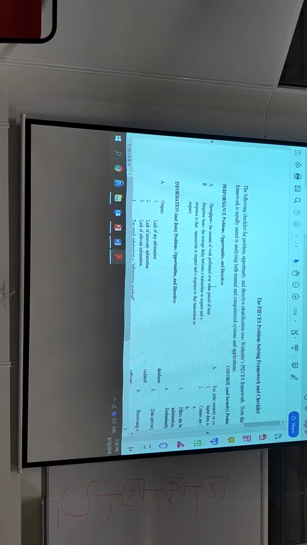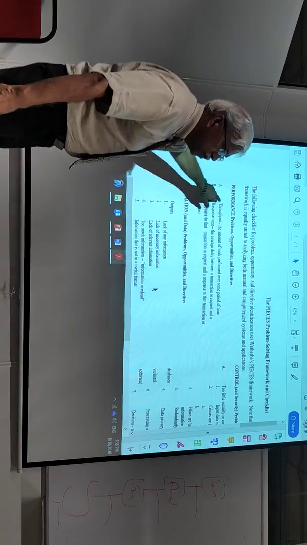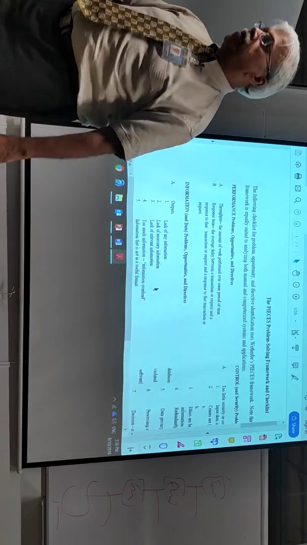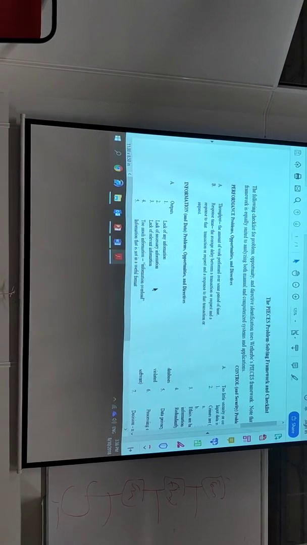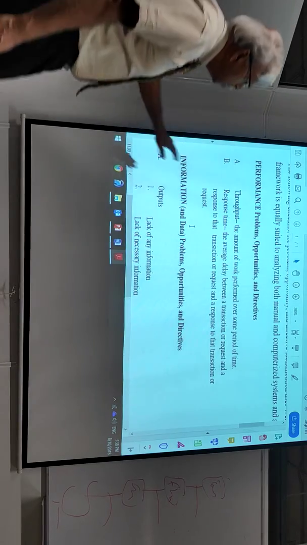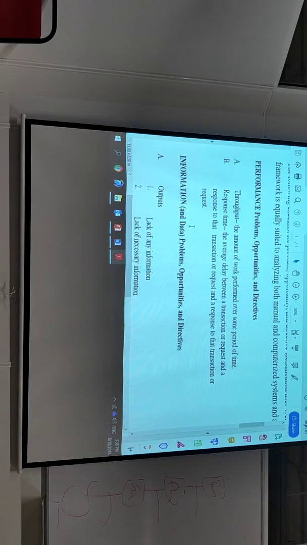Then the P stands for performance. I'll just give you one example. Performance means, can you all read, throughput and response time? What is throughput? Now put it in the context of the case. Throughput is the amount of work performed for a period of time. What work are we talking about here? Taking orders. Is it good or bad?